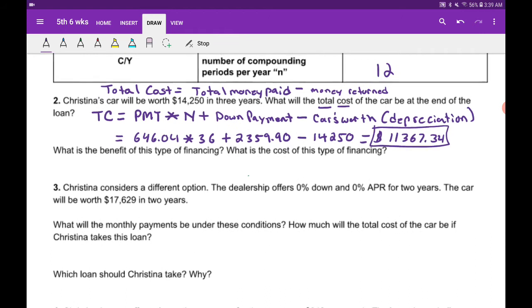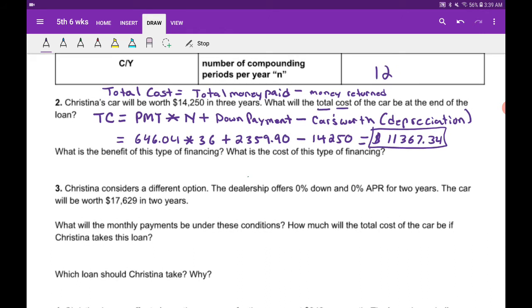All right, so it says, what is the benefit of this type of financing? What is the cost of this type of financing? Okay, so basically the benefit is that you can buy this $24,000 car with a payment of $650 a month, and if that's manageable for your situation, then you have a car to drive to work every day. So that's the reason people take loans. Not everybody has $24,000 to just buy a car. All right, so they can break it down, but it costs you interest. And that's basically the cost of this type of financing. You're paying more for something, and not only are you paying more, it depreciates in value.